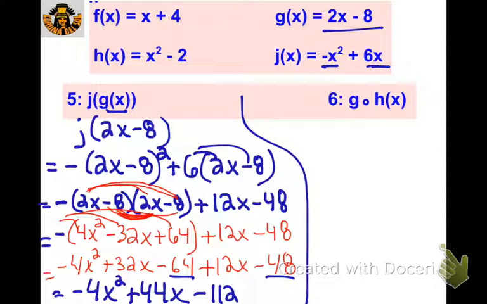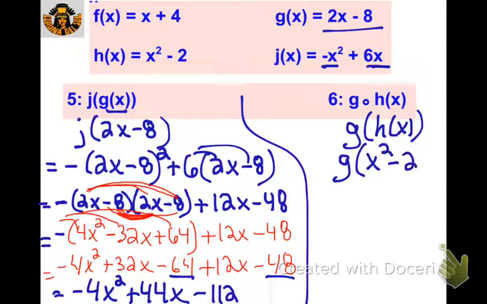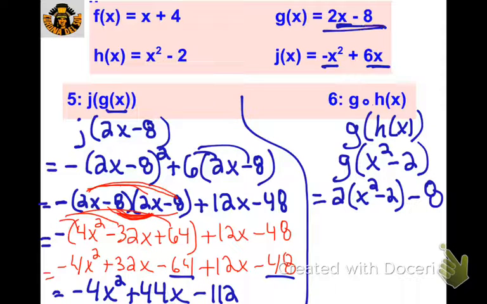All right, g circle h of x. So that's the same thing as g of h of x. So that means h of x is the one that goes on the inside. So we're going to say g, just replace the h of x with x squared minus 2. Then let's take the x squared minus 2 and plug it in wherever there's an x. So that should be easy enough. We'll have 2 and then parentheses, and then that'll be x squared minus 2, and then it's minus 8 because that's part of the function.